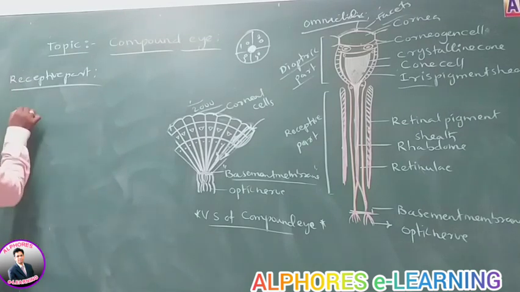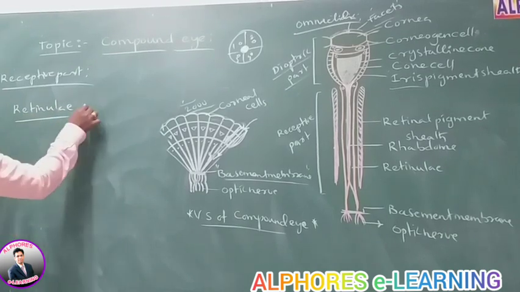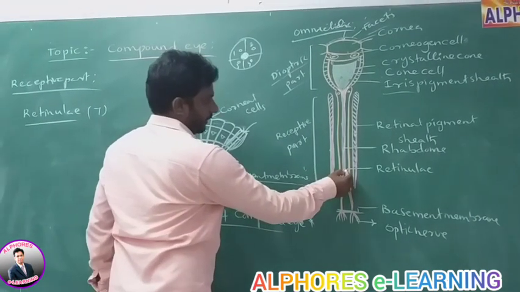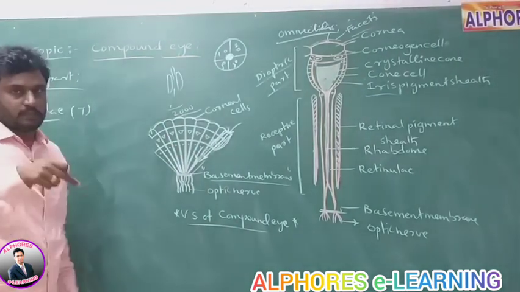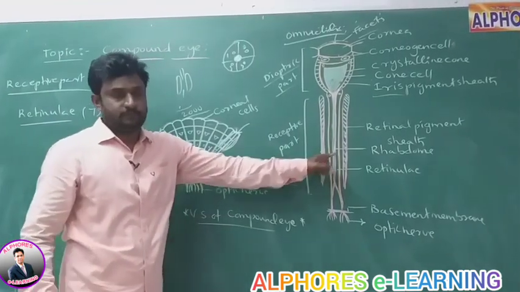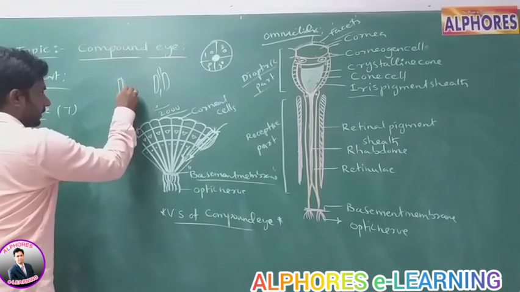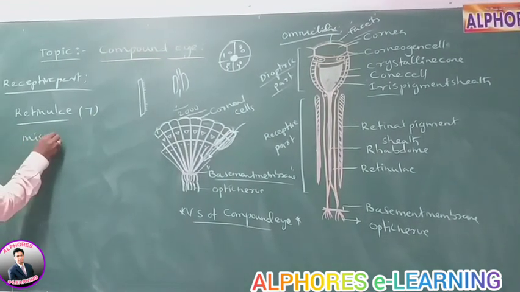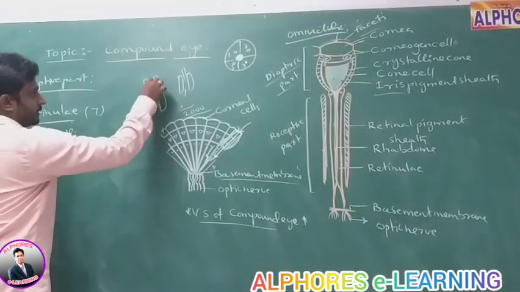The photoreceptor region consists of cells which are called retinulae. These cells are 7 in number. Retinulae are present like this: first cell, second cell, third one, fourth one, like this. They are also present surrounding one structure which is present in the center. This is one retinular cell. Inside the retinular cell there are some hair-like structures which are called microvilli. First retinular cell, next second one.